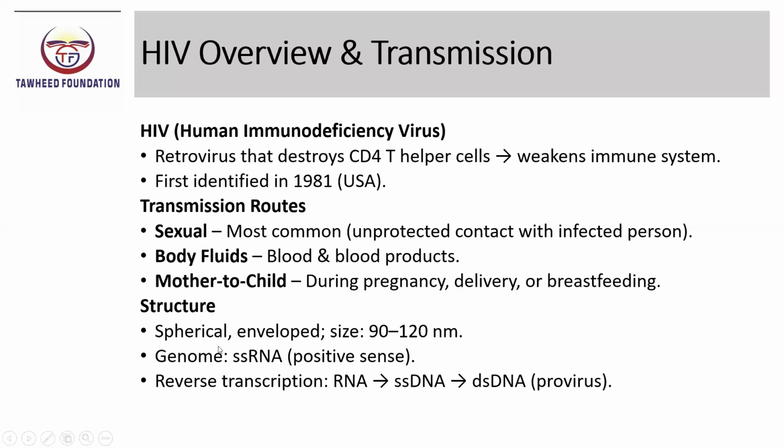Its structure: it is spherical in shape. Envelope size is 90 to 120 nanometers. Genome is single-stranded RNA, that is positive sense. Reverse transcription: RNA to single-stranded DNA, then double-stranded DNA, provirus.